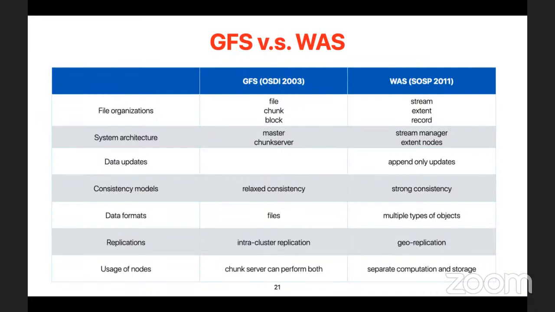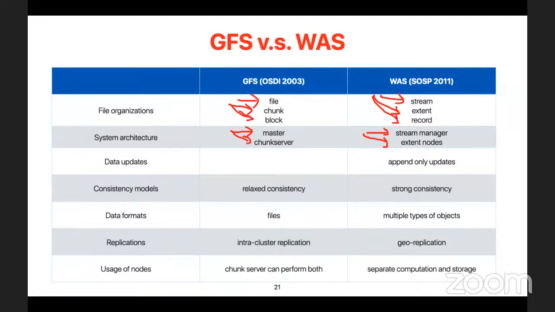Now, let's do a side-by-side comparison between these two. For Google file system, they have the file, the chunk, and the block. And for Windows Azure, they have the stream, the extent, and the record. So this is like an analogy on each side. And for the storage architecture, both of them have a master and chunk servers. For Windows Azure, they call it the stream manager and the extent nodes.